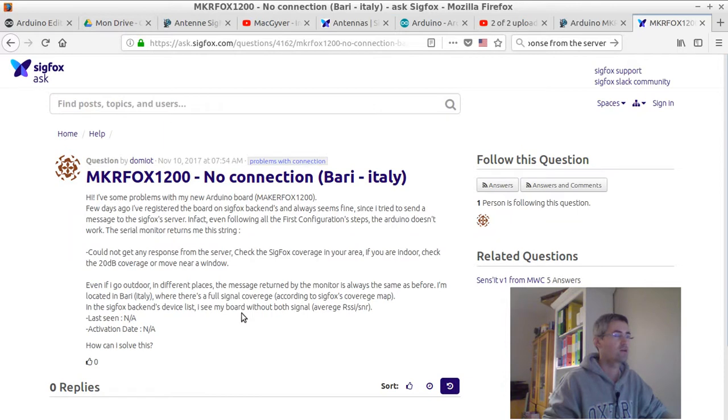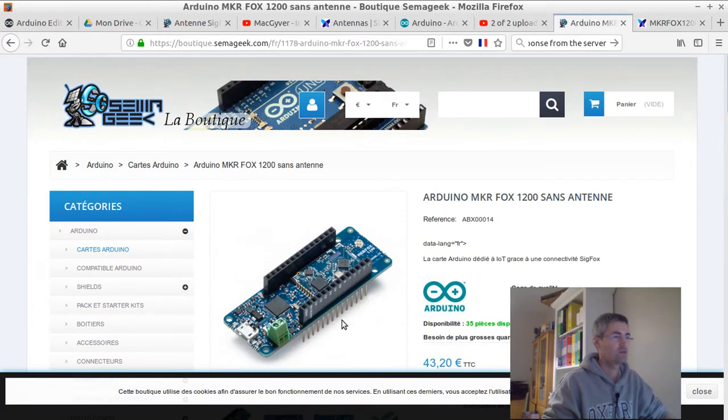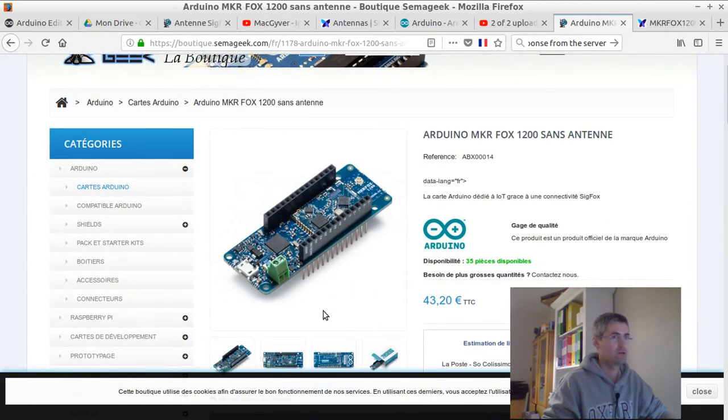And then I landed on this page from a friend, let's say someone who has the same trouble as me, who gets no response from the Sigfox server. And then I asked myself, but in order to send the signal, don't I need to have an antenna? And then I remembered that when I bought the MKR Sigfox, I bought it without an antenna.